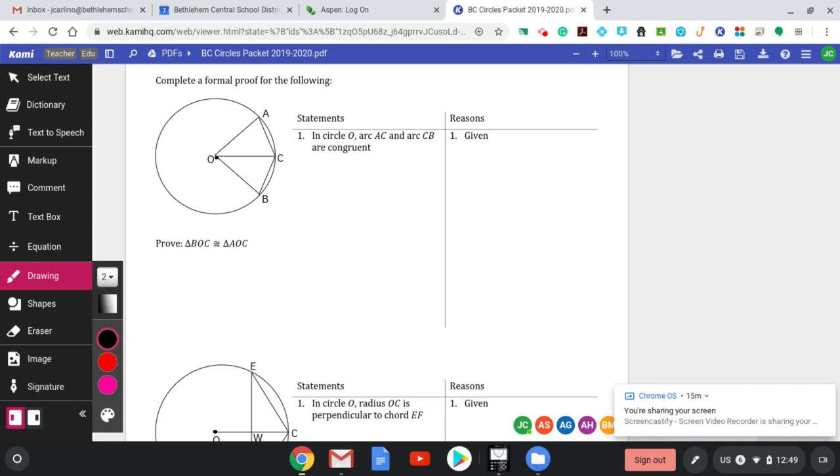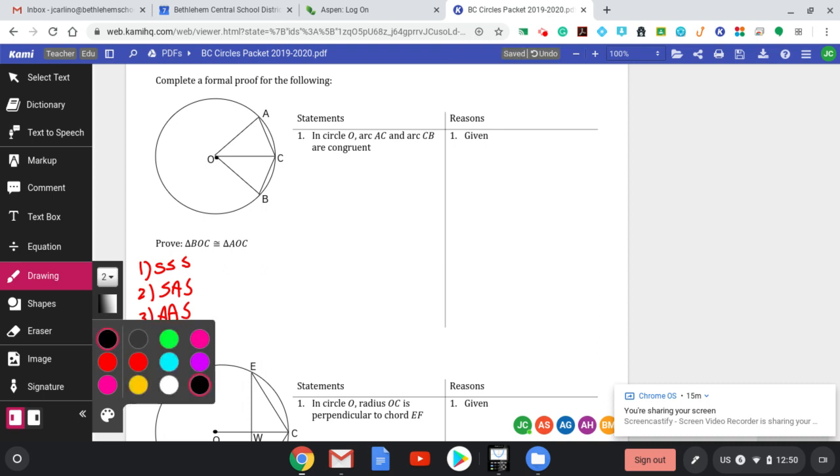Right off the bat, proving two triangles congruent. Let's do a quick review. You guys have five methods from back in the day. We've got side-side-side, side-angle-side, angle-side-angle, angle-angle-side, and our good buddy HL, which can only be used in a right triangle. Okay, so let's see what we've got here.